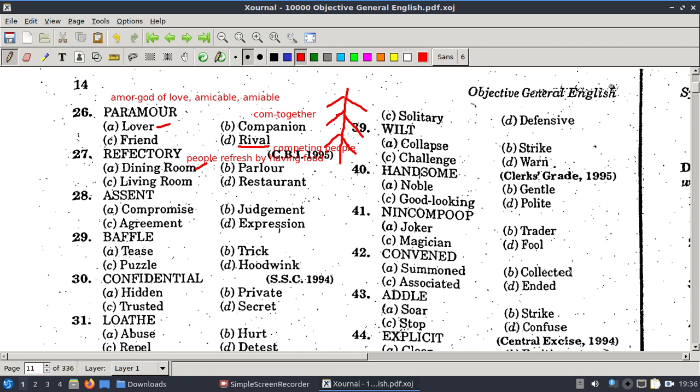Okay, it's a large place. It is, restaurant is not that. Restaurant is more for small places, and that is not for people together sitting. This is more like a hotel. Okay. Parlor. Parlor is more like a private room.